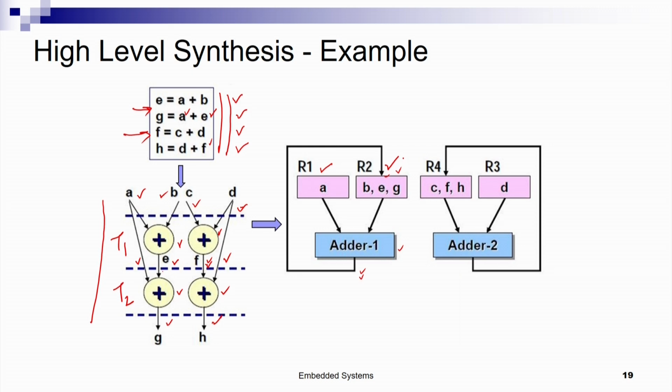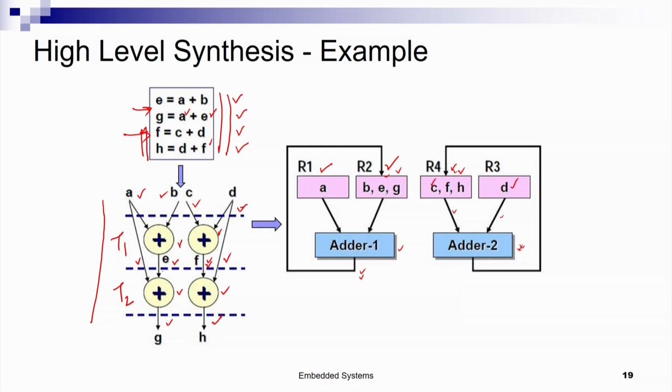Okay. Similarly, for the second adder, for the second set of statements 3 and 4, what we have is the following. We have C in R4 and D in R3, and these two are added in adder 2 and the result is passed back to R4, which is F. F and D are then added again in adder 2 at time step 2, and the result is stored back in H.